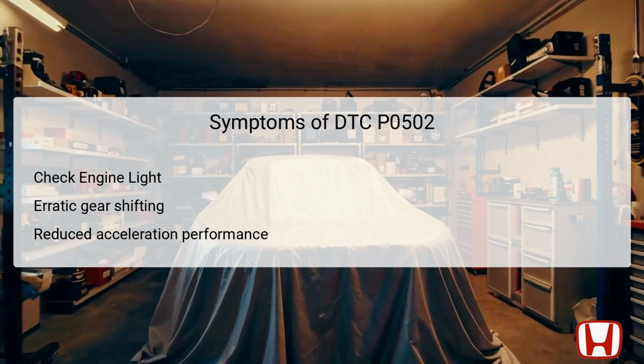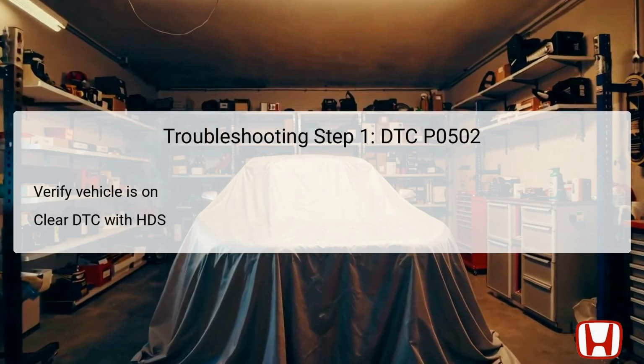The first step in troubleshooting the DTC P0502 is to verify that the vehicle is in the on mode, indicating that electrical systems are operational. This is crucial for allowing communication with the diagnostic tools necessary for this process.